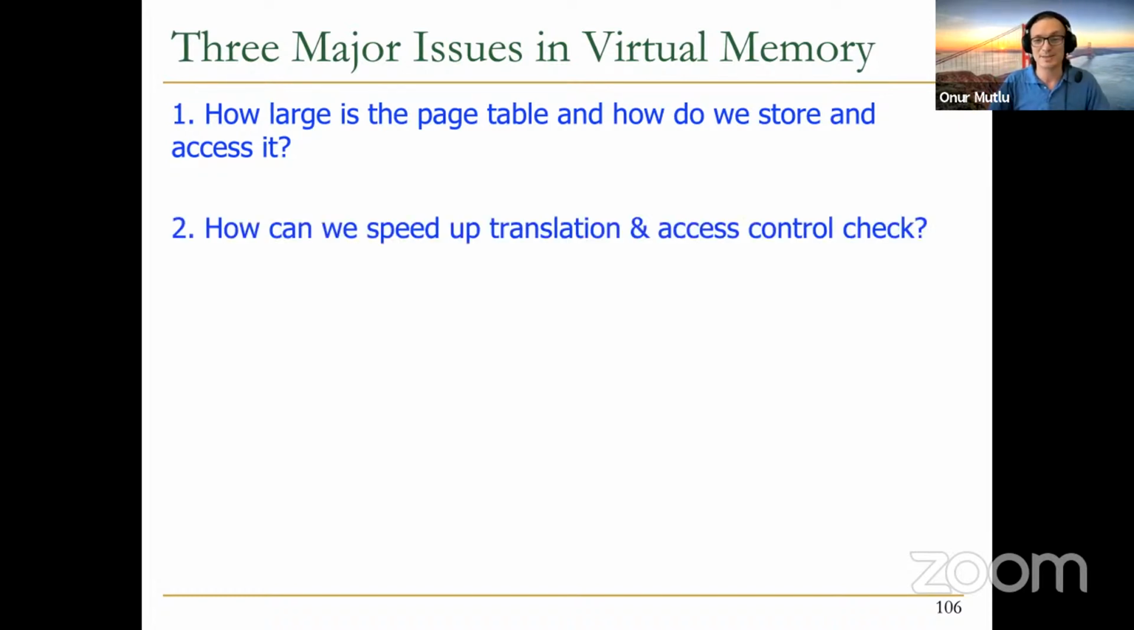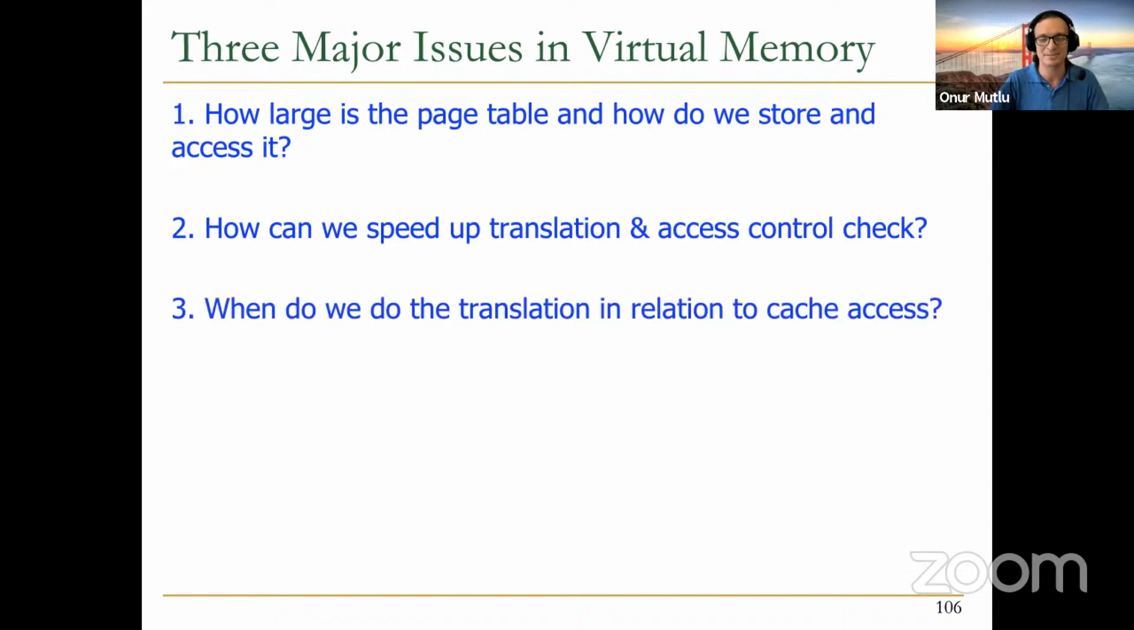The second question is, how can we speed up translation and access control check? Again, we've discussed this, TLBs. But again, these are very important. That's why I raise these questions.